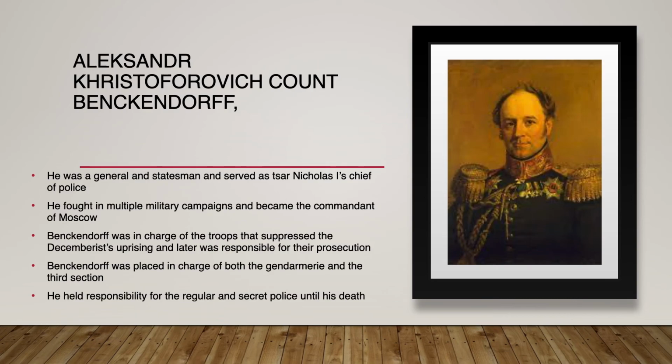Benckendorff commanded the troops that suppressed the Decemberist Uprising and later was responsible for the rebels' prosecution. He proposed a plan to Nicholas for organizing a department of political police. Nicholas then created the 3rd Section of the Imperial Chancellery. Benckendorff was then placed in charge of both the Gendarmerie and the 3rd Section, and he held responsibility for the regular and secret police until his death.